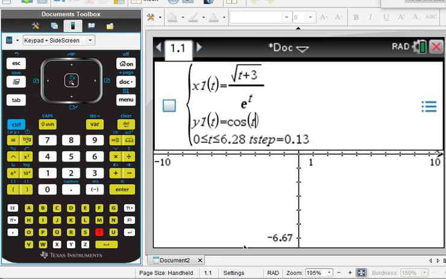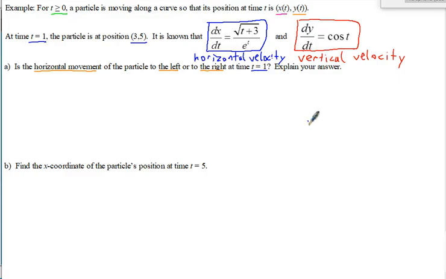And let's go ahead and set up what this is going to be on paper, what we're going to do, now that we have them entered in both calculators. So horizontal movement, again, deals with dx dt. And we want it specifically at time 1. So since we already have the derivative, the horizontal velocity would just be dx dt specifically at t equals 1.